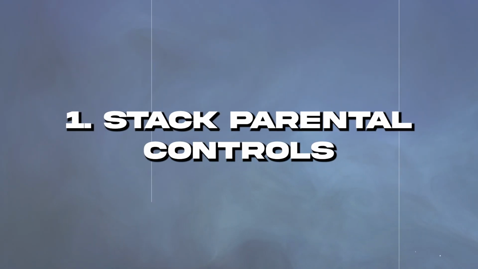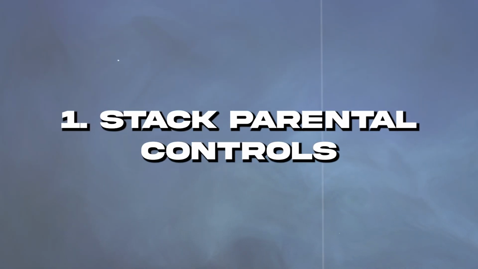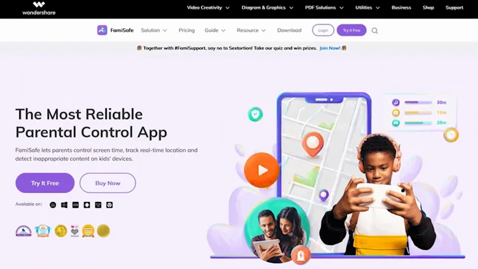However, there are a few tips and tricks you can use on the first option to help mitigate a lot of the risks. So number one is you can stack parental control services on top of each other. You can use services like Bark, Family Safe, RPact, all on top of that to search for adult content.